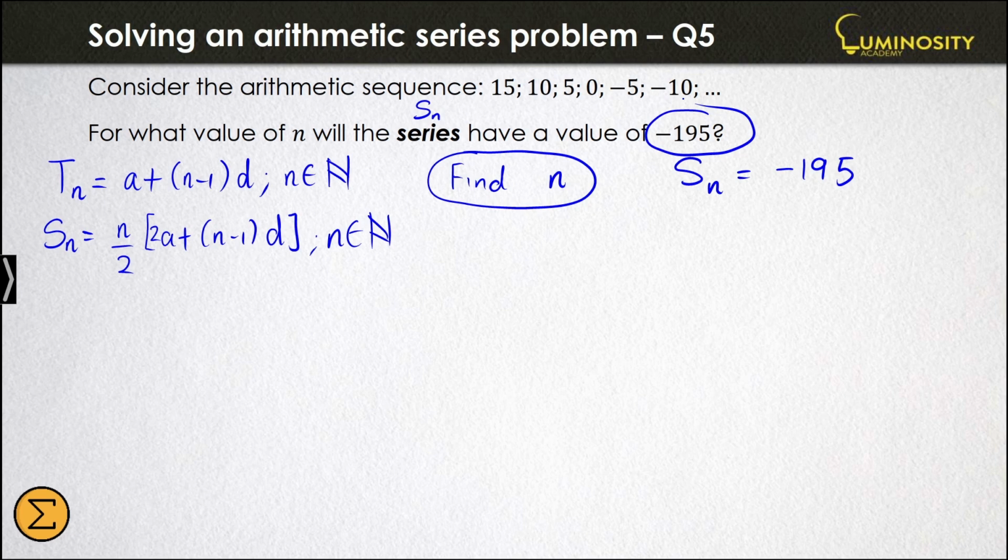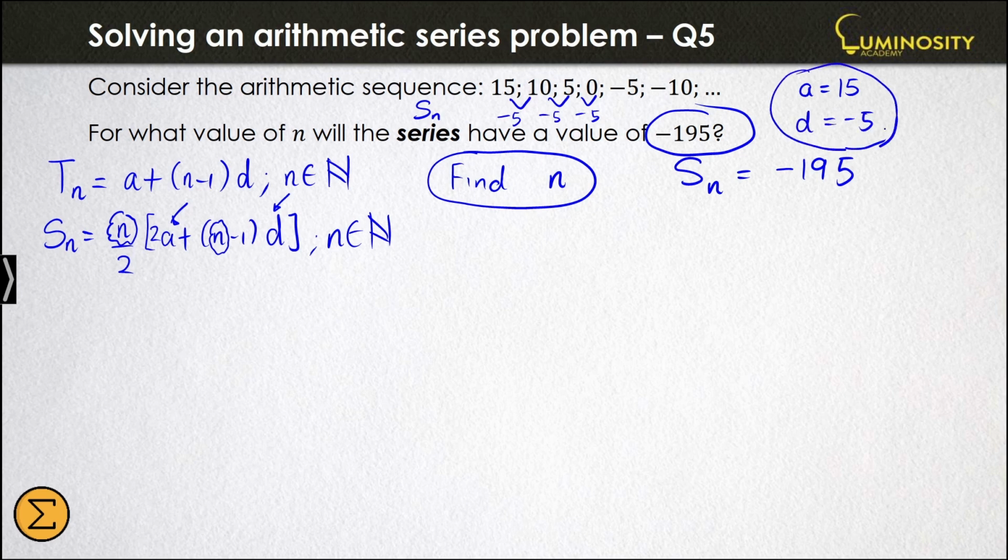Okay, so I need my a, I need my d, and I'm looking for n, so that's what you're going to solve for. And you know that the Sn value is -195. So first of all, what is my first term here in this sequence? A, it's 15. So how do I get 15 to 10, 10 to 5, 5 to 0? Looks like I'm subtracting 5 each time. So that's my common difference, d, -5.